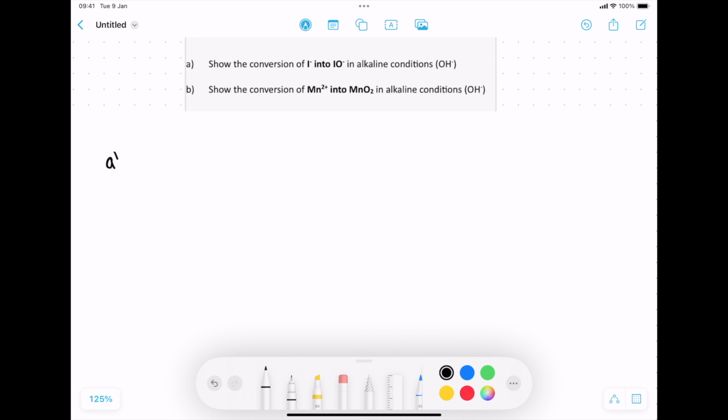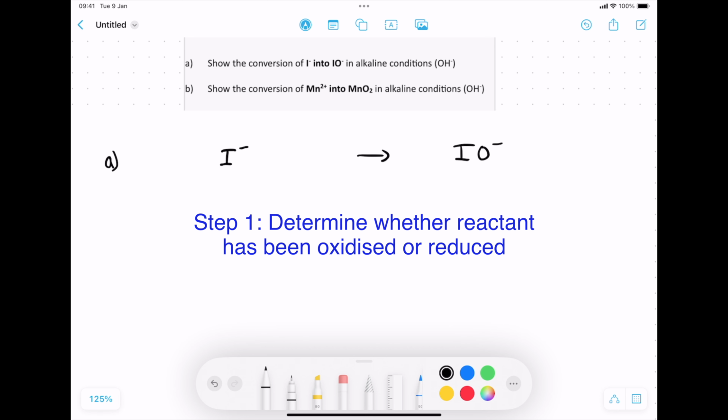So A is show the conversion of iodide into IO minus in alkaline conditions. Just like I said in the previous video, what I like to do is leave a gap either side of the reactant and product so that I have space to put in whatever I need to put in, which could be H plus, water, or an electron, or in this case hydroxide. And then the first thing you have to do is assign redox numbers to determine whether the species has been oxidized, reduced, or is unchanged, and it's just a conversion.